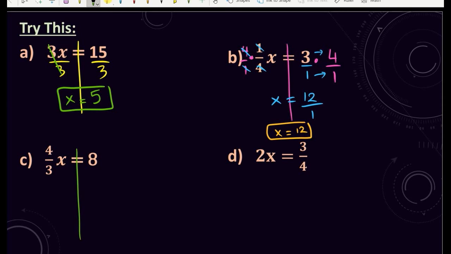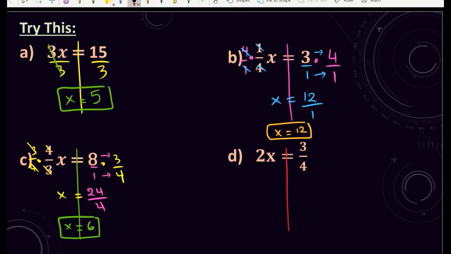Alright, part C. We multiply with the reciprocal. Multiply with 3 over 4 on both sides. Alright, 3 and 3 cancel each other out. 4 and 4 cancel each other out. x equal to 8 over 1. We multiply straight across. That will give you 24 divided by 4. So x equal to 6 is the final answer.